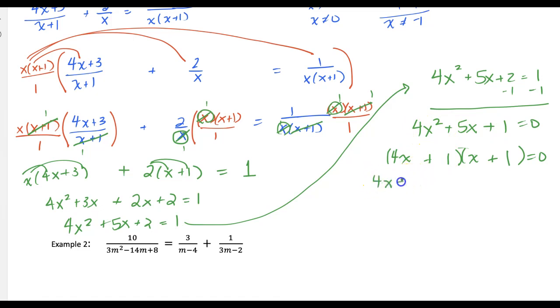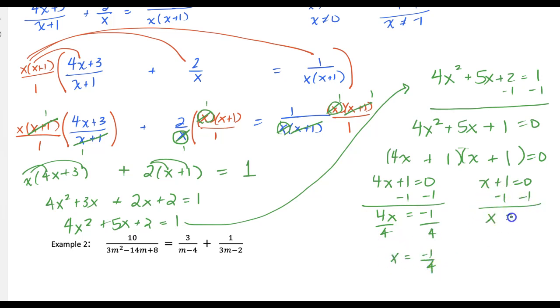I'm going to set each one of these factors equal to 0. That's our multiplicative property of 0, and solve. Solve each one individually. And so we have an answer of -1/4 and -1.